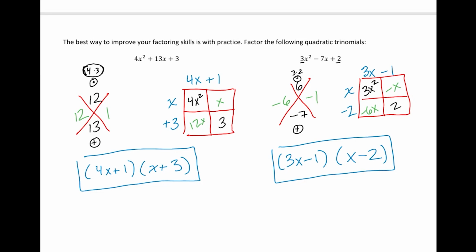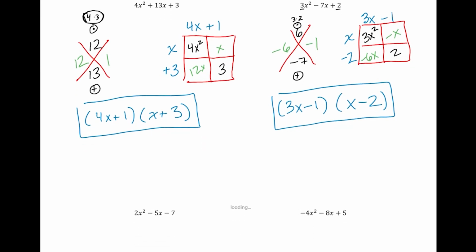Any questions so far? Feeling okay about this? I know this is kind of hard. The hardest part, I think, is coming up with those GCFs. All right, just a couple more examples for you here. Let me try to maybe refresh this.